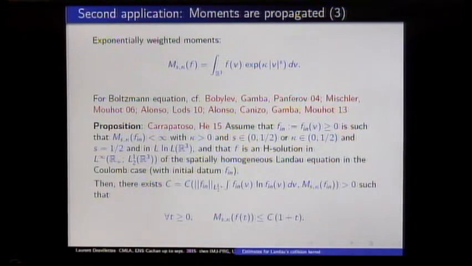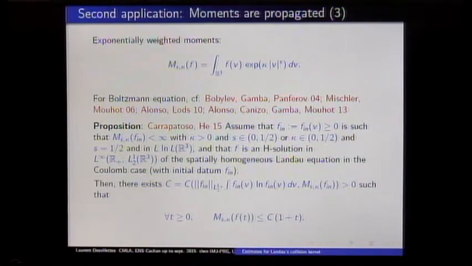And then there was yet another improvement. And here I would like to say two more words about this, because this is really connected to the talk of Professor Hundertmark. That is, now you look at exponentially weighted moments like this. And actually, there has been a long theory on those moments for the Boltzmann equation. And I have quoted here a certain number of papers. All of them are not here, but there is a paper by Bobylev, Gamba, Panferov, one by Mischler, Mouhot, one by Alonso, Lods, and one by Alonso, Cañizo, Gamba, Mouhot, in which you have basically almost all the theory. Also the theory in the case in which you have a Boltzmann operator in which you have some dissipation, like the operator appearing in granular gases.